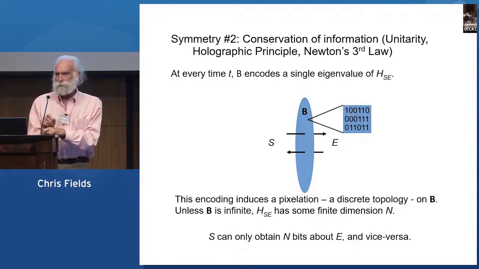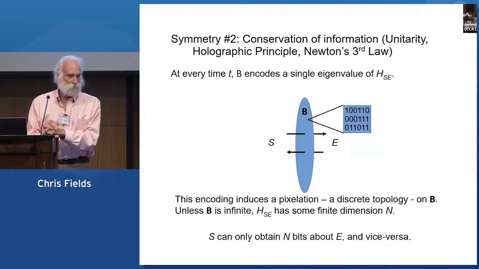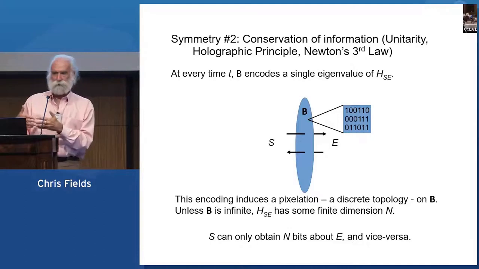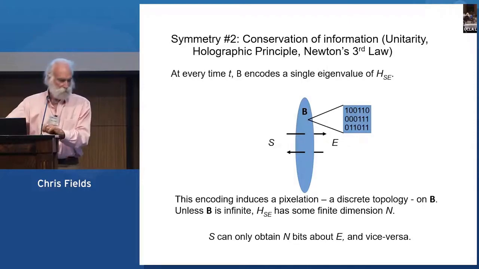And it also tells us exactly what information the boundary encodes. The eigenvalues of HSE have an n-dimensional binary representation. And so we can think of the boundary as encoding the eigenvalues of the operator that crosses it. And eigenvalues of the Hamiltonian are energy values, so any of these interaction boundaries actually encode a representation of the energy that's being exchanged across the boundary. Now this tells us something very important, which is that S can obtain exactly n bits about E, and vice versa. So the environment can learn exactly n bits about the system. So that's a very powerful symmetry.